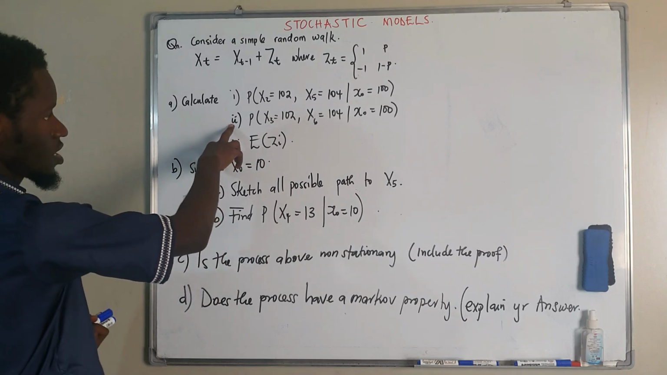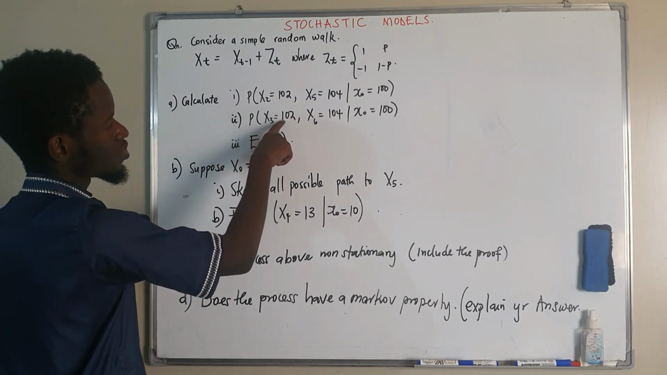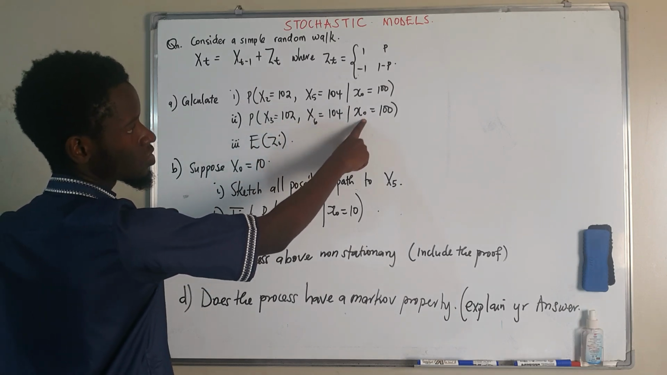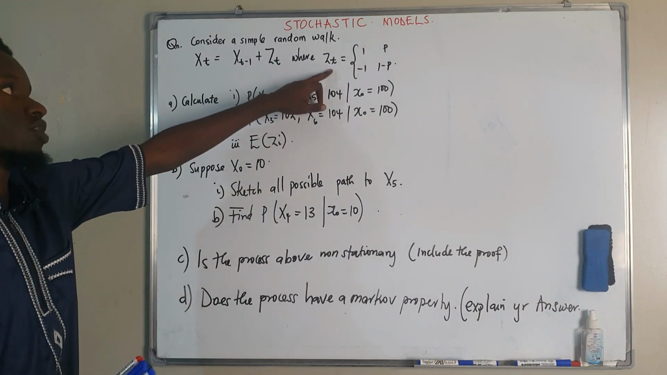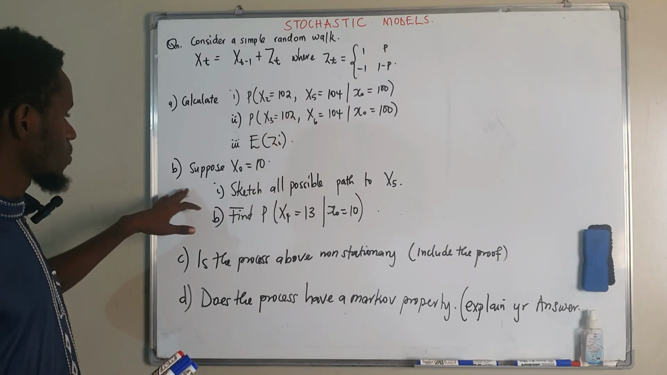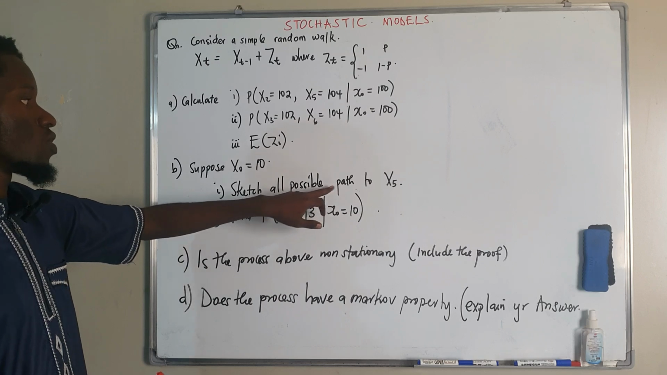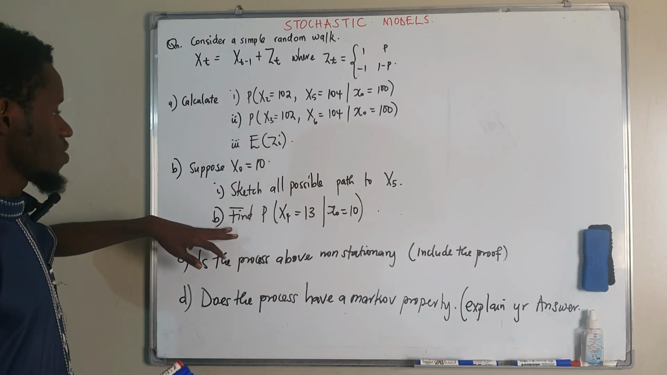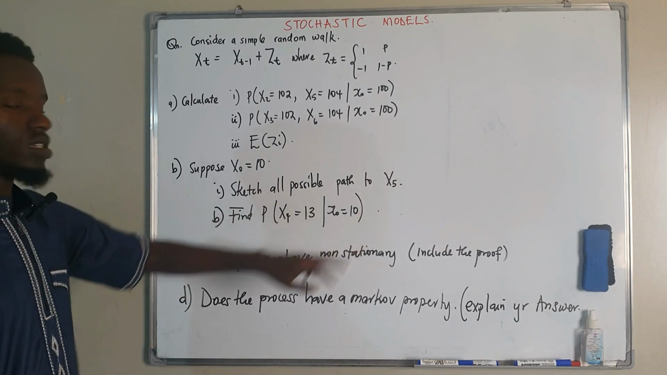Then the second part is to calculate the probability when X3 is 102 and X6 is 104, when X0 is 100. And lastly, it wants us to find the expected value of Zi, the expected value of our increment. Part B, they say now suppose our X0 is 10. It wants us to sketch all possible paths to X5, and then find the probability of X4 equal to 13 given X0 equals 10.